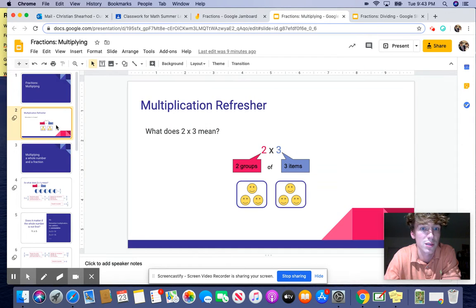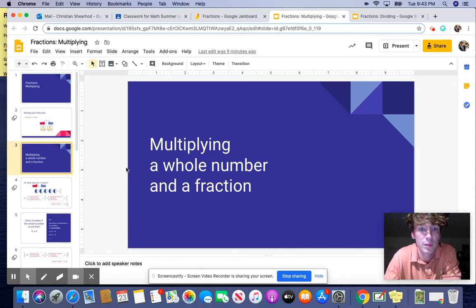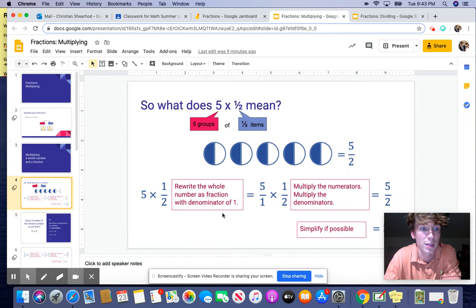Multiplying fractions. This is a multiplication refresher. You got to realize it's the amount of groups times the amount of items. So in this case, 2 times 3 would be 2 groups of 3 items. Multiplying a whole number and a fraction. So what does 5 times 1/2 mean? It pretty much means we have 5 1/2s. A half, a half, a half, a half, and a half. 5 of them.